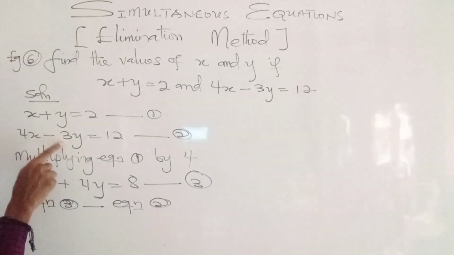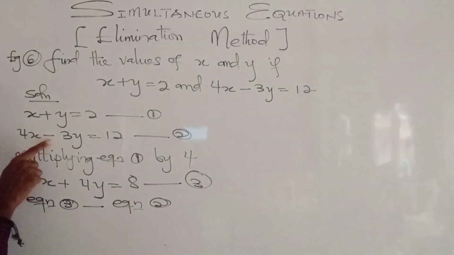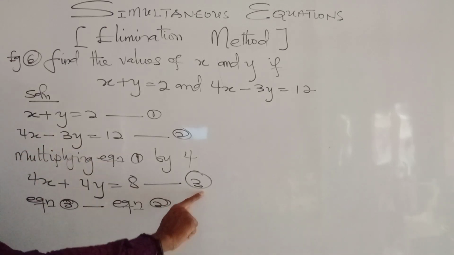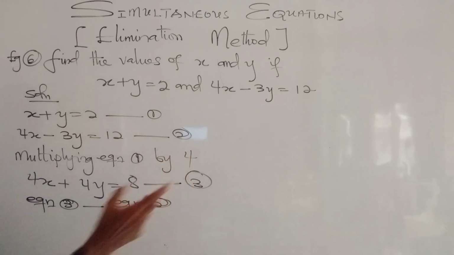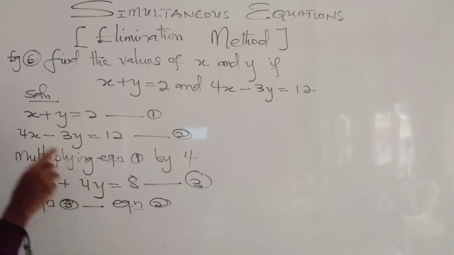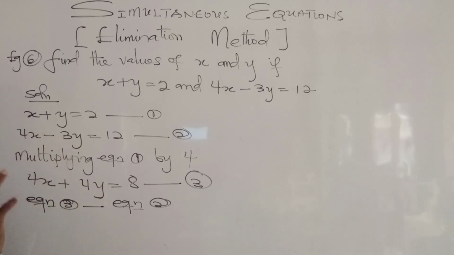The 3y which is here already has a negative sign. The negative sign belongs to the 3y, and we are doing equation 3 minus equation 2. So we have 4y here minus 3y, that's how it's going to be.